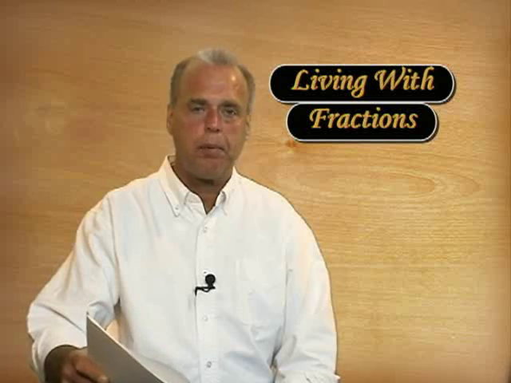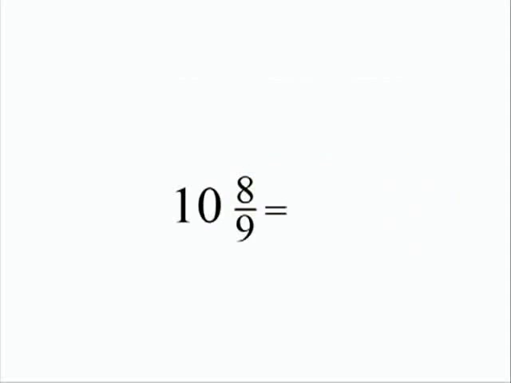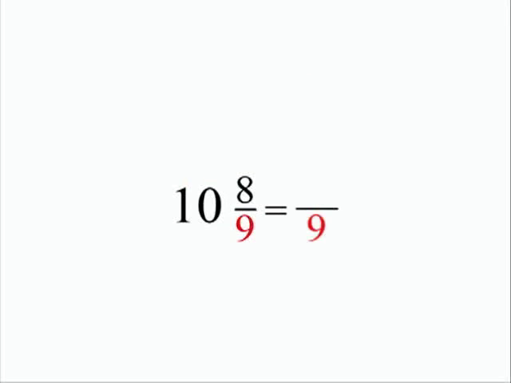Let's look at one more example before we move on to the next section. How would you change 10 and 8/9 to an improper fraction, Irving? Well, the denominator of the improper fraction will be the same as our mixed number, which is 9. Then to find the top of the improper fraction, we multiply 9 times 10 to get 90, then add 90 to 8 to get 98.